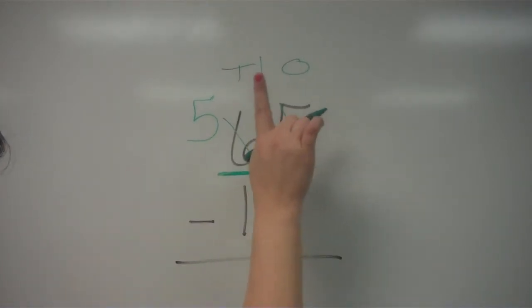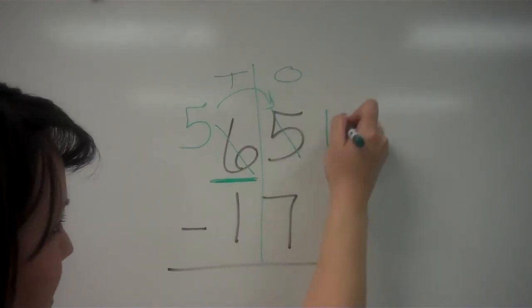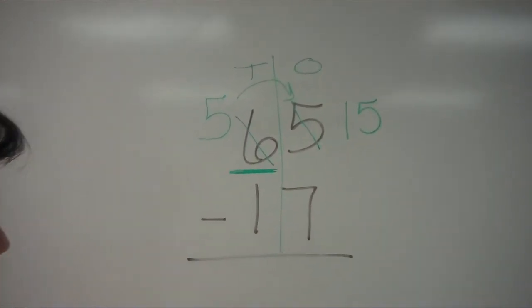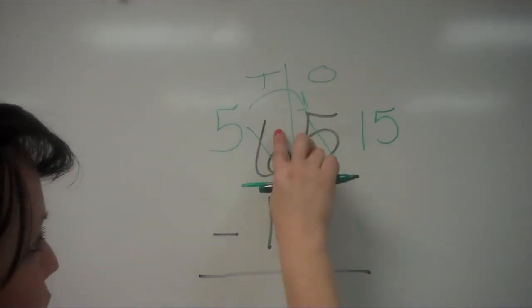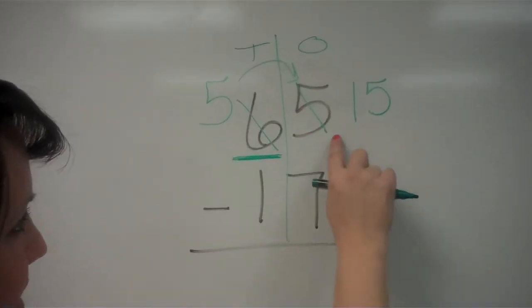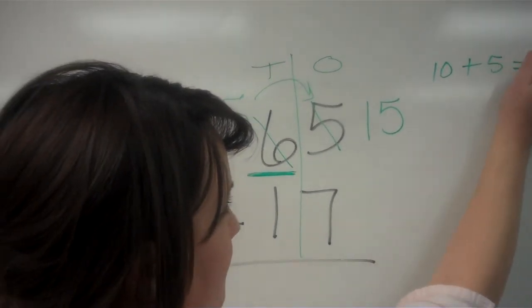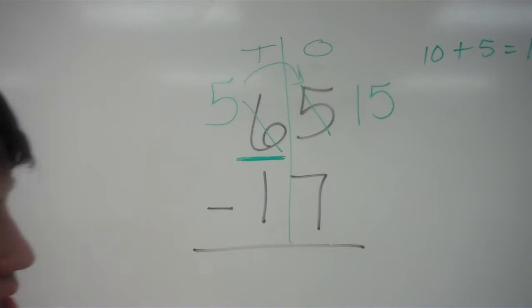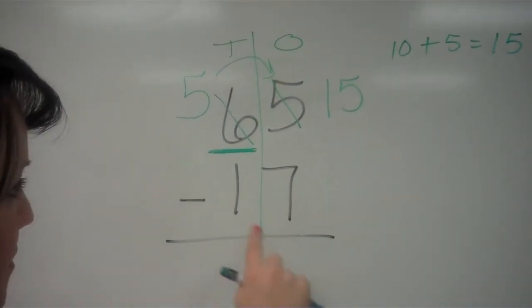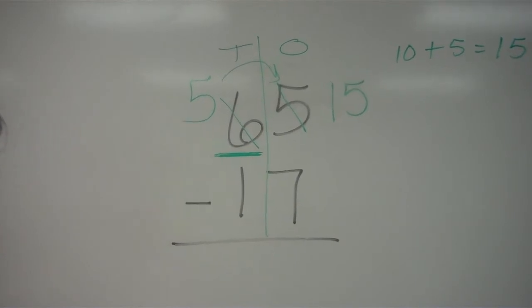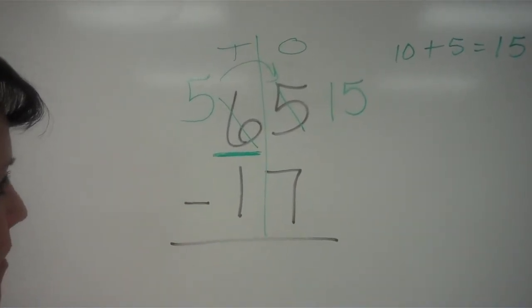And that 1 that I took goes over here to make this now a 15. Remember that this is a 10. So I'm taking one group of 10 and I'm adding it to 5. We know 10 and 5 is 15. So now my number is large enough to where I can take away the 7. Because there's more on the top, no need to stop.